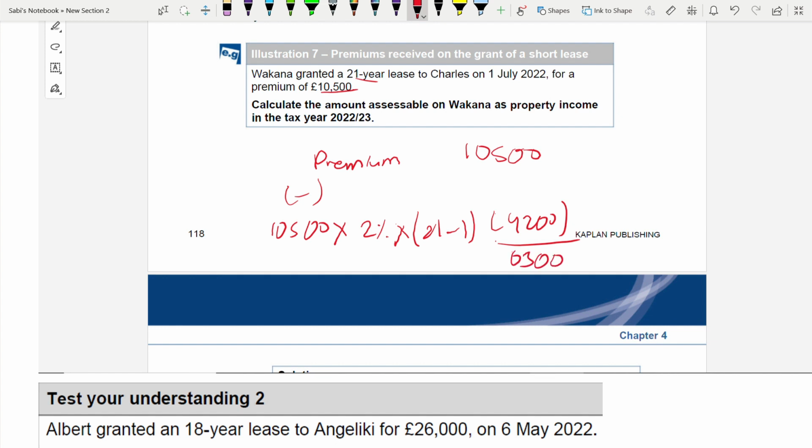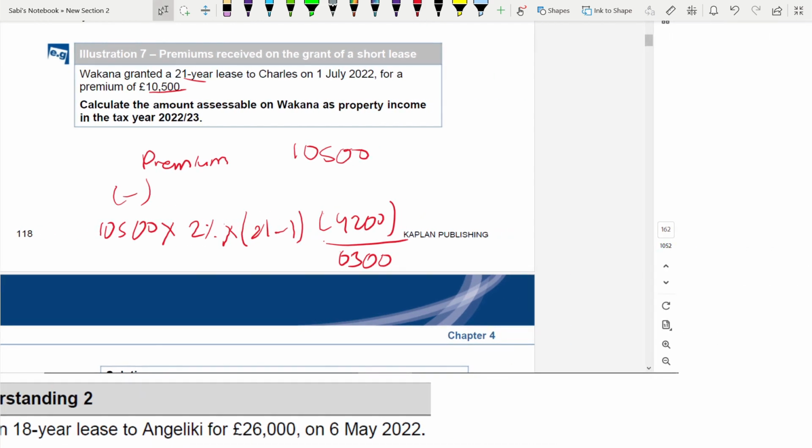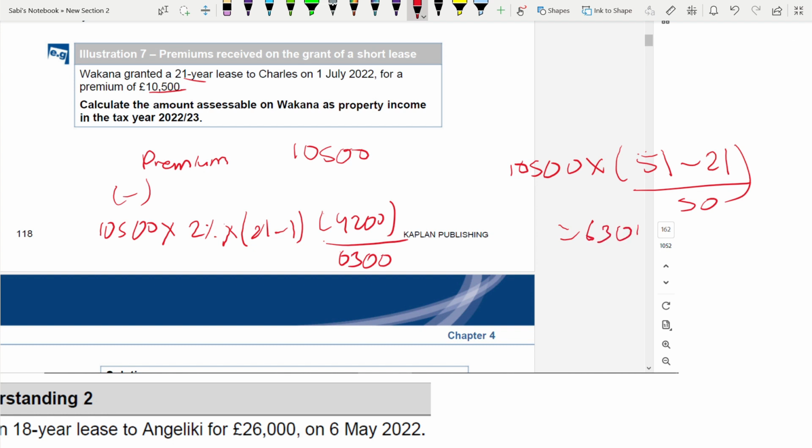Now we'll see, are we getting the same answer using the alternative method? Keep the 6,300 here. Premium 10,500 into 51 minus N. So 51 minus, what is N? In this question it is 21. Divide by 50. You still will get 6,300. In your exam, you have to use any one of the methods.